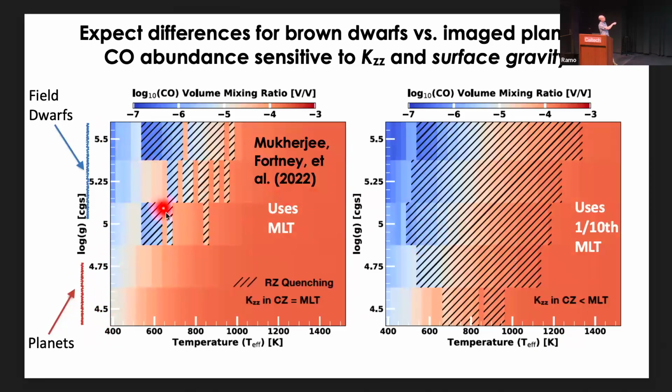The hashed region is within the framework of the models where we think we're quenching in this detached radiative zone, and the CO abundance should be low. That's the blue color, CO poor, whereas red is CO rich. And so we actually think that there should be a very strong function of gravity that affects the mixing processes in the atmosphere. Within this prediction, as we get to these lower surface gravity objects, we think the mixing should actually be more vigorous, and we really should see a meaningful difference between the planets and the brown dwarfs. This is something I hope we can see as time goes on.